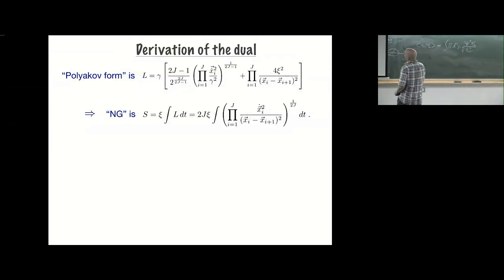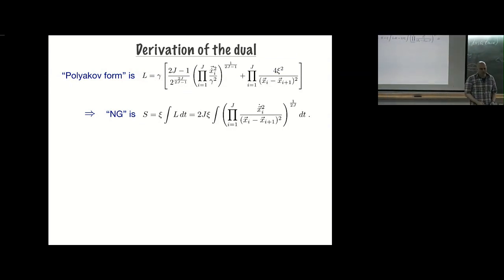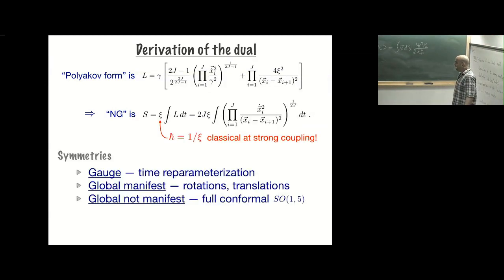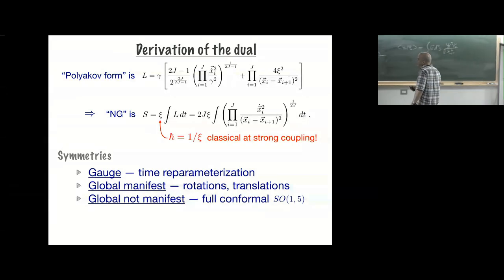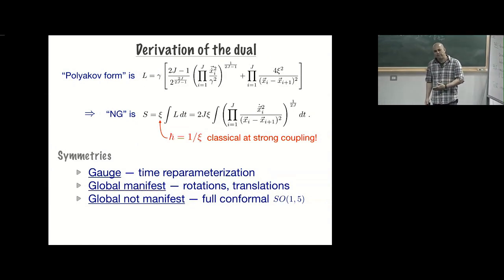Now the action here looks like a product of J kinetic terms and interactions with some funny fractional power. What are the symmetries of this action? So first, it has the original gauge symmetry, which is a time reparametrization symmetry. It's manifestly invariant under Lorentz transformation, under rotation of the X. But maybe less manifest, this model has full conformal symmetry. This action is invariant under special conformal transformations or inversions, which is not surprising because it comes from describing the conformal operator, which was the graph building operator. This action has full conformal symmetry, which is not very manifest as written here.